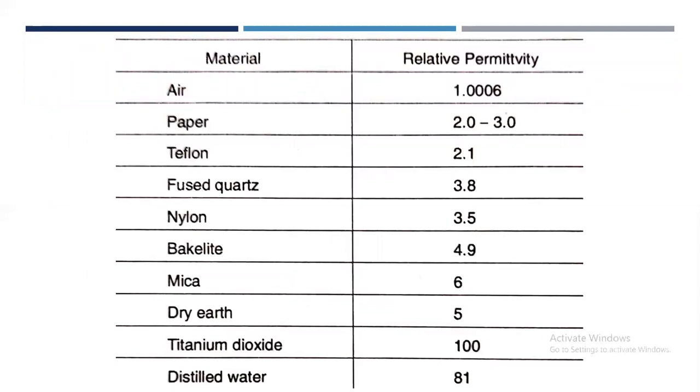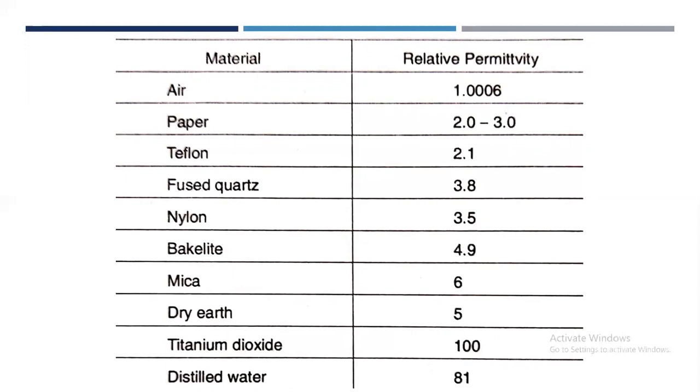This table shows the materials and their relative permittivity, that is epsilon r. For air, it is 1.0006 and approximately it is considered as 1. For paper, the relative permittivity is 2 to 3. For Teflon, it is 2.1. For fused quartz, the relative permittivity is 3.8. For nylon, the relative permittivity is 3.5.